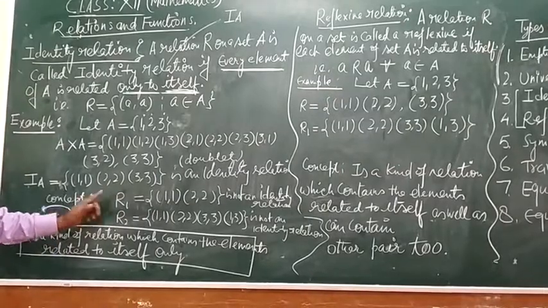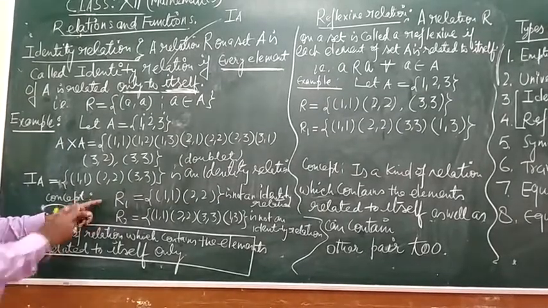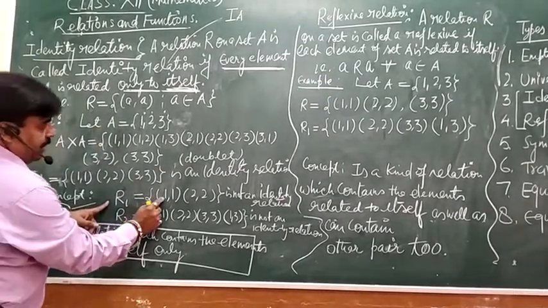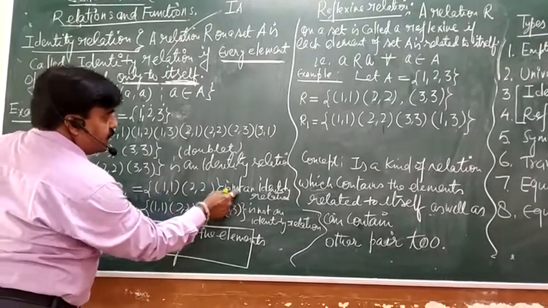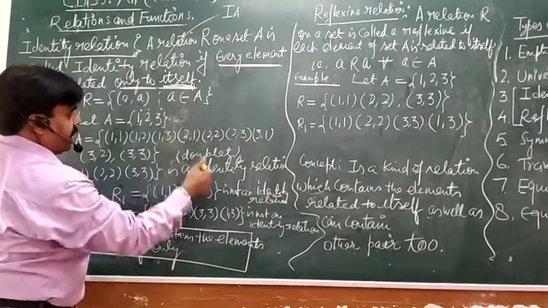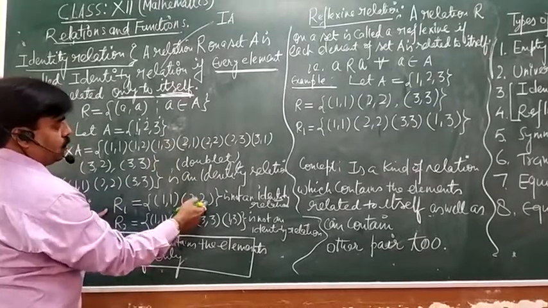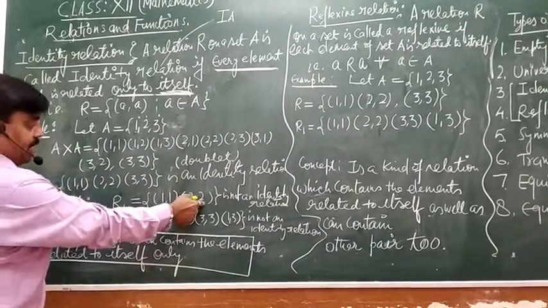One more example I have taken. Suppose your relation R1 is here, for the same set, we are taking 1, 1, 2, 2. This is not an identity relation because 3, 3 is not given. So this is not an identity relation.